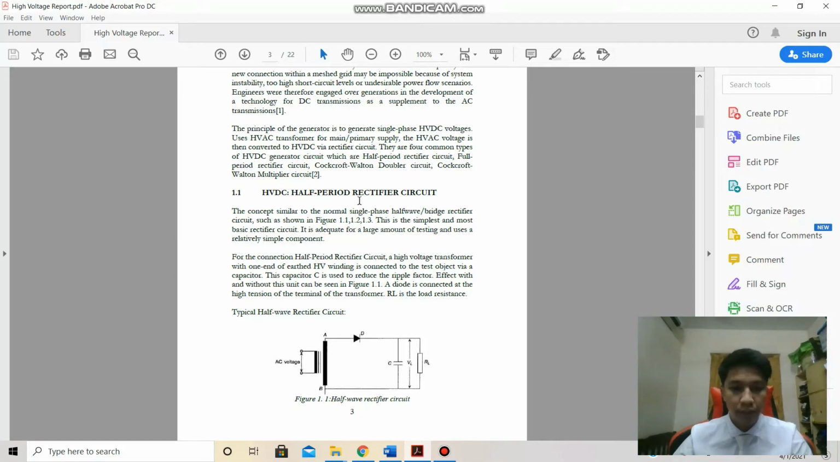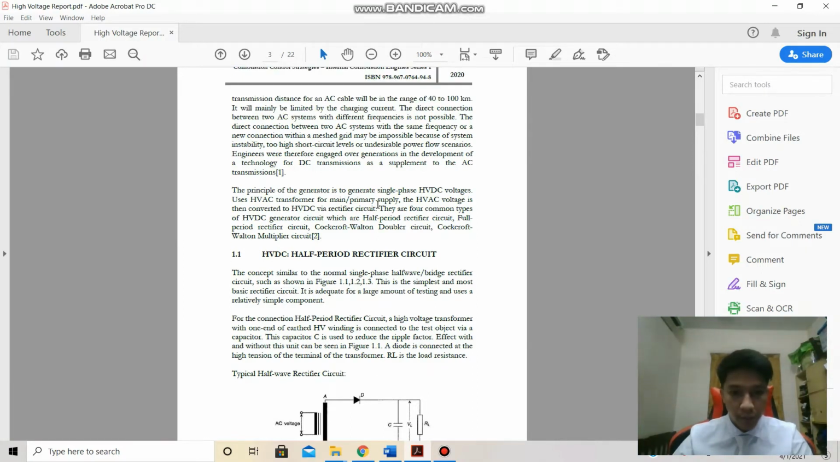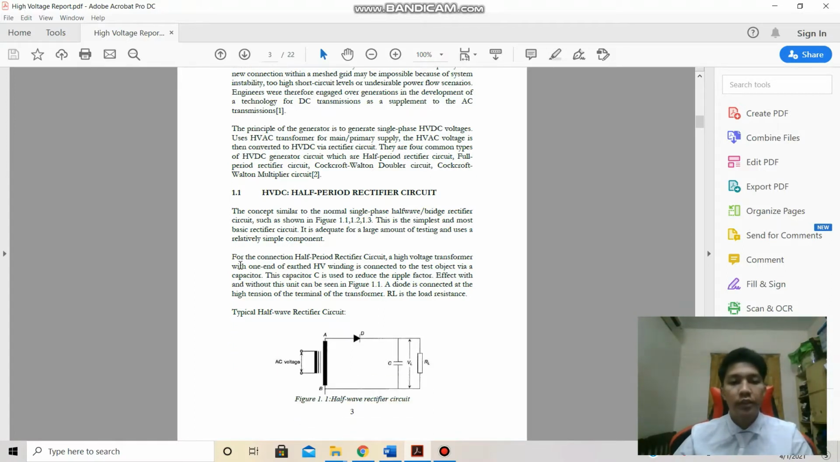Okay, the first, as we can learn, there are four common types of high voltage direct current generator circuit, which are the half period rectifier circuit, second the full period rectifier circuit, third the Cockcroft Walton doubler circuit, and the Cockcroft Walton multiplier circuit. The first type of high voltage direct current is the half period rectifier circuit.